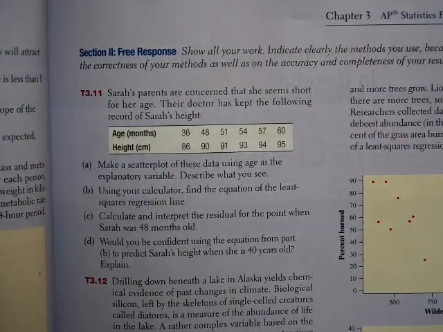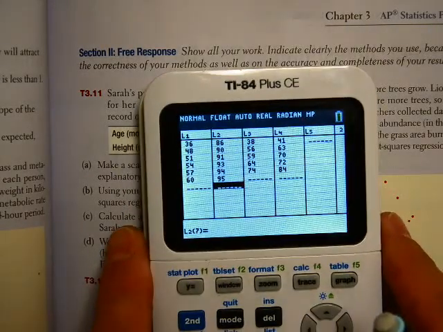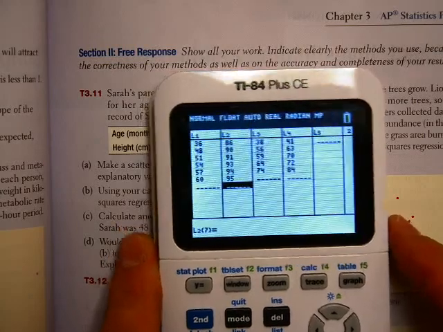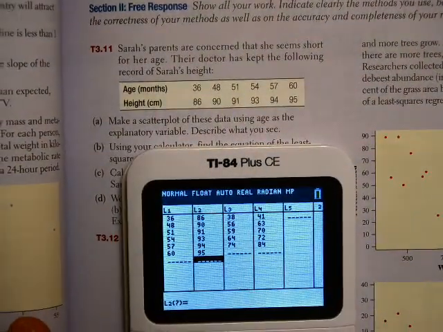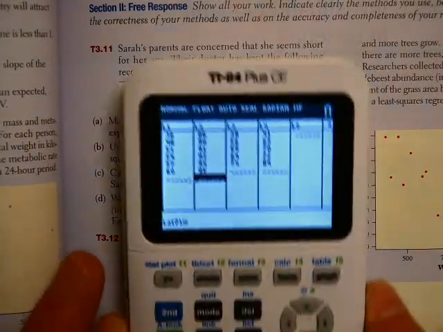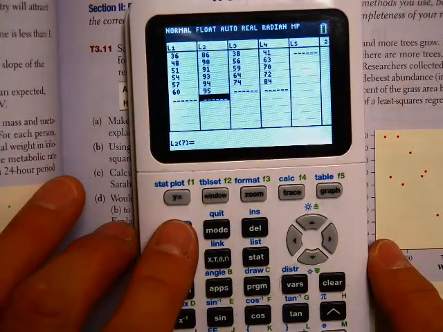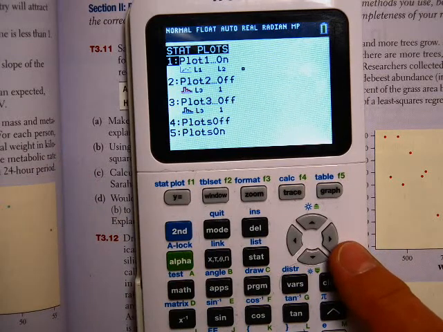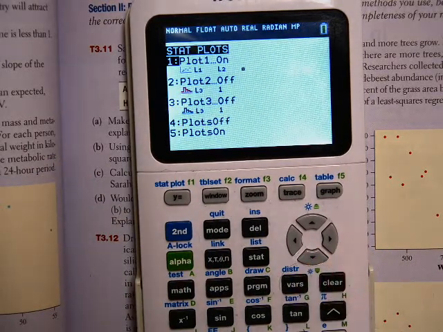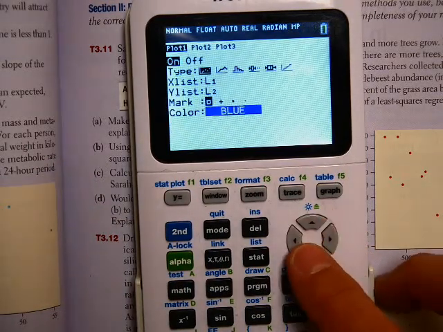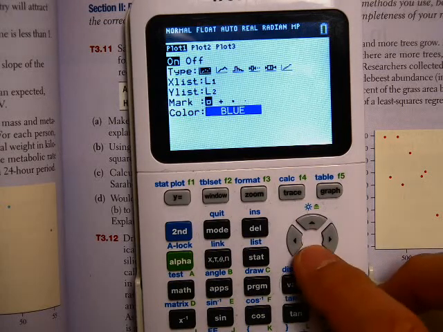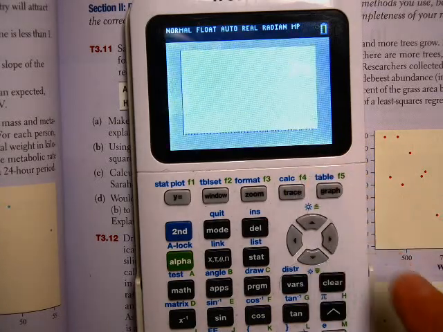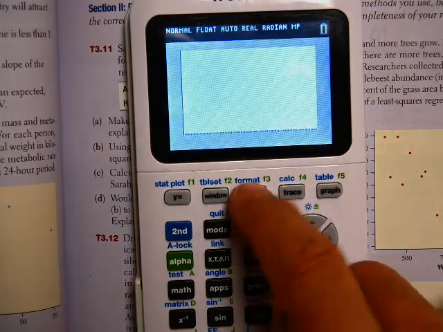Number 11. We've got to get the data in our calculator. I've done that here with L1 and L2. At first it says make a scatter plot of the data using the explanatory variable and describe what I see. So making that scatter plot, I'm going to go to my scatter plot, so second y equals. Make sure my plot is on. Make sure my x list and my y list are correct. They are. And I'm going to graph that, and if I don't see it, I'm going to go zoom 9.